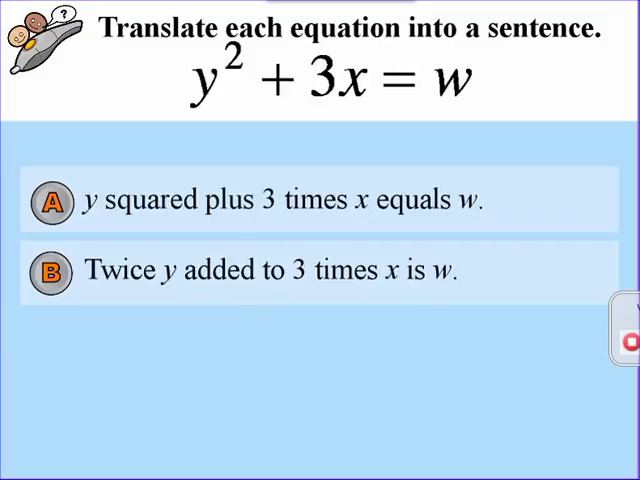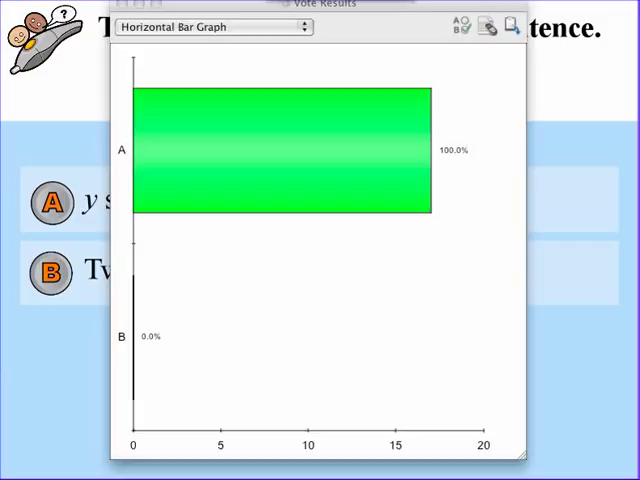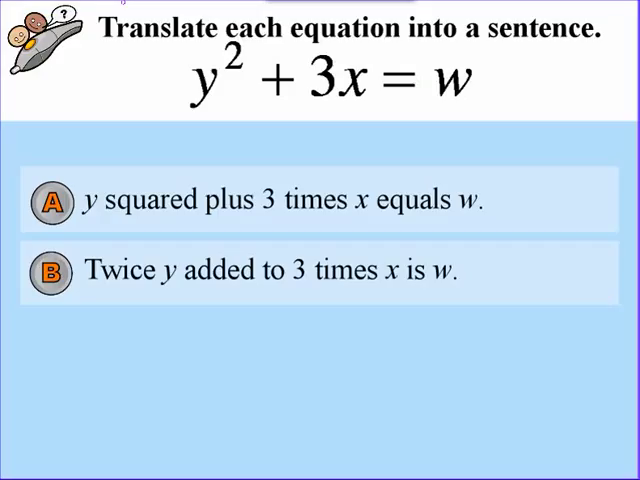Okay, let's look at the next one. Translate that into a sentence. I believe in you, Brett. Come on, Brett. And the answer is A. Nice job, good guess. With that in mind, what would B be? Twice y. What would that be? 2y added to 3 times x is w. So that's the difference.